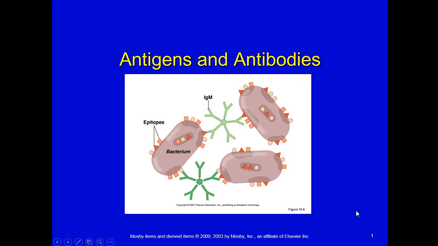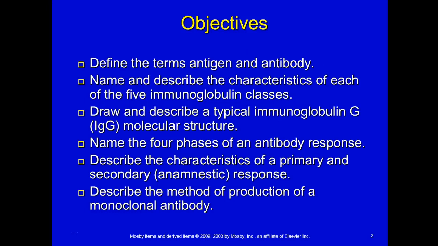Welcome to Module 2 of Immunology, Antigens and Antibodies. Today we're going to define the terms antigen and antibody and how they work together. We're going to look at the characteristics of each of the 5 immunoglobulin classes involved with antibodies.